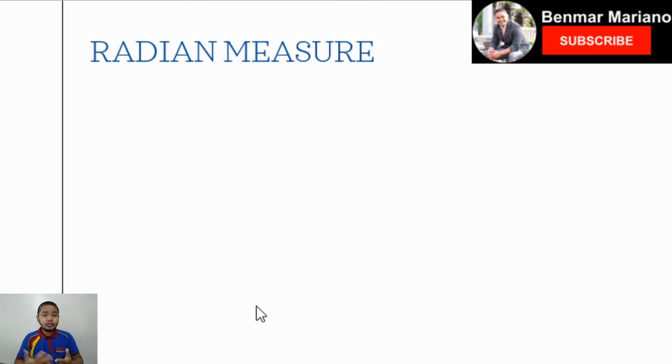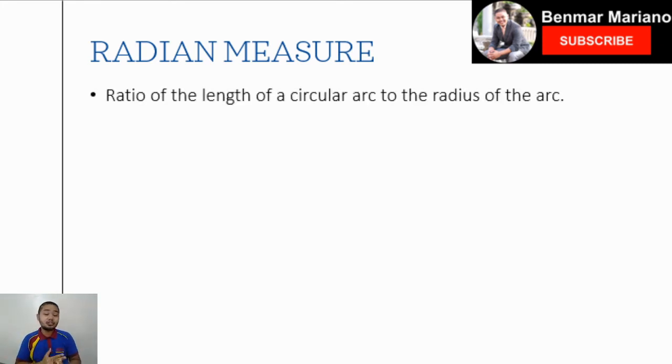So, radian measure. What is radian measure? In trigonometry, we will be more of using the radian measure rather than the degree measure. Radian measure is the ratio of the length of a circular arc to the radius of the arc. In this discussion, we will be focusing on a unit circle. Okay? Trigonometry focuses more on the unit circle. The reason why we're going to use radian measure is simply because trigo is focusing more on the unit circle. Circular functions, to be specific.